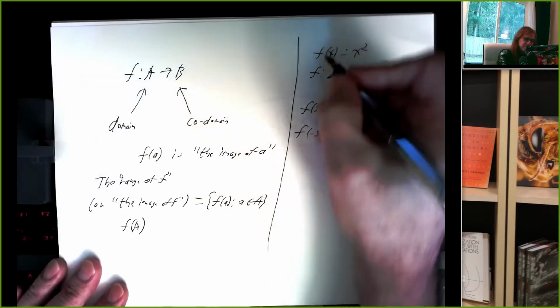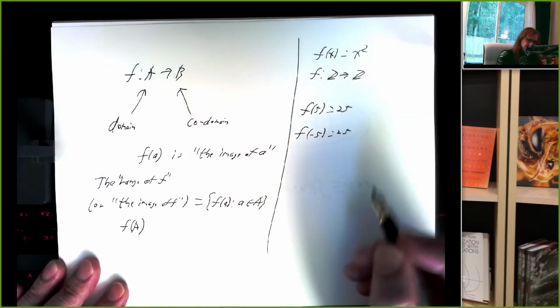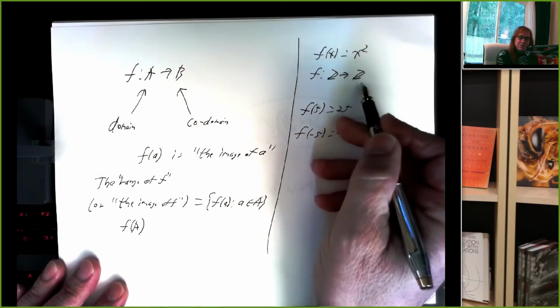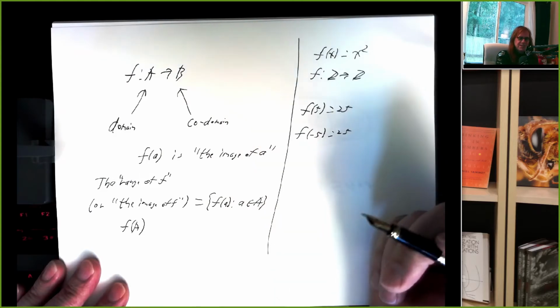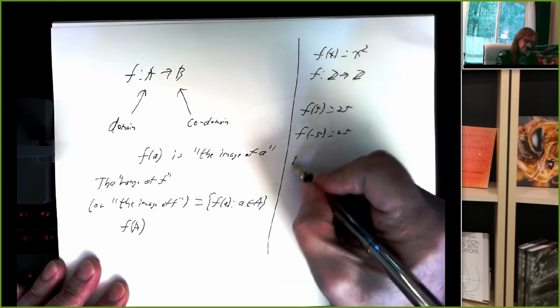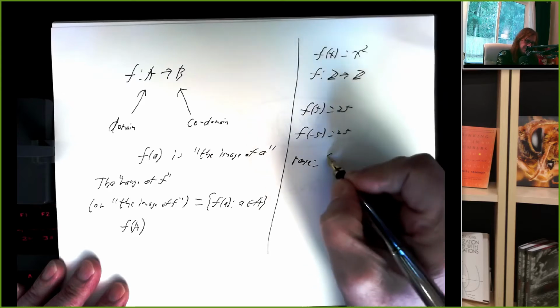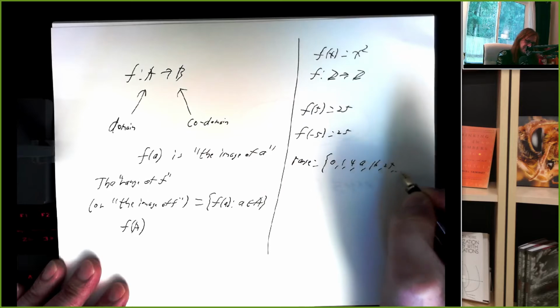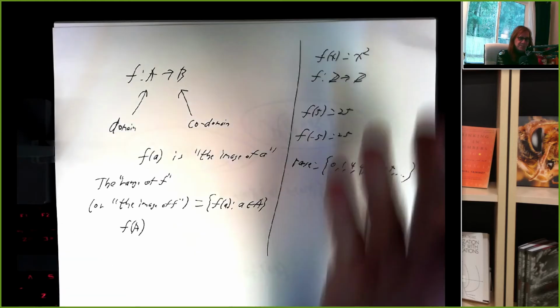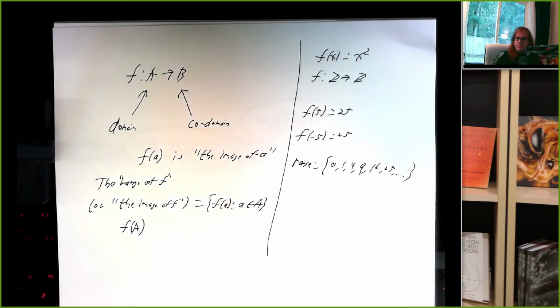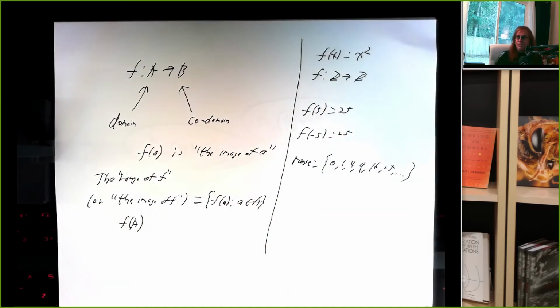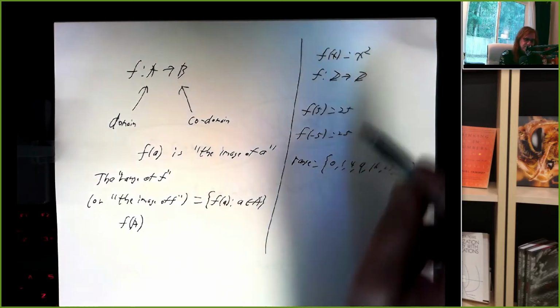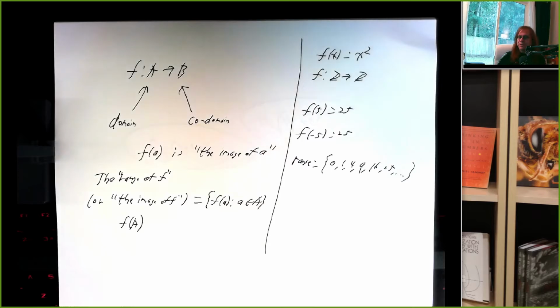So in this example over here, where f goes from the integers to the integers, the domain is the integers, the codomain is the integers, but the range is not the set of all integers. The range is the set containing 0, 1, 4, 9, 16, 25, and so on. It's a subset of the set of integers. But for example, there's no integer x whose square is equal to 2. So 2 is not part of the range. It's part of the codomain, but it's not part of the range.